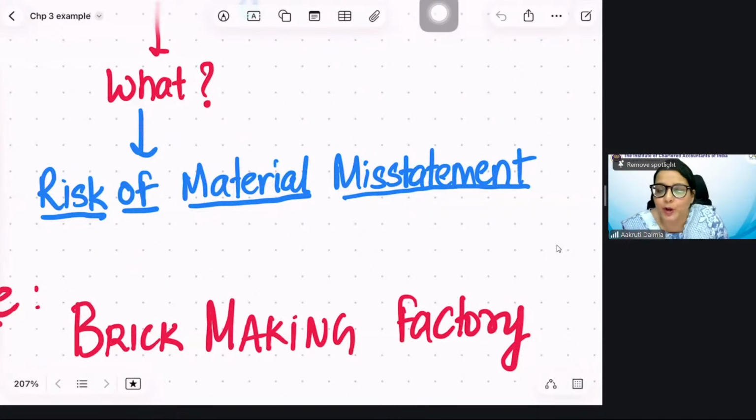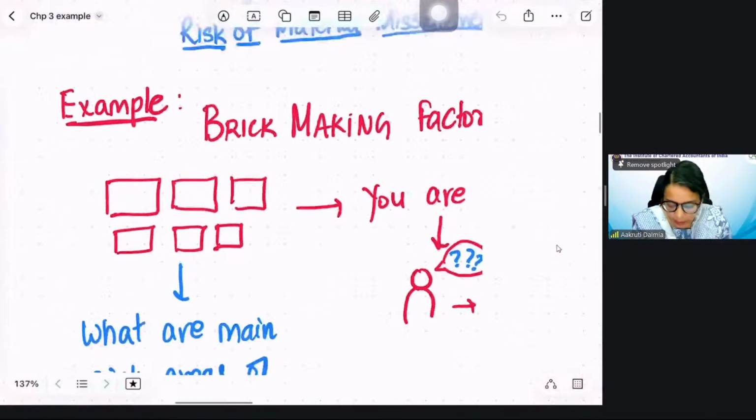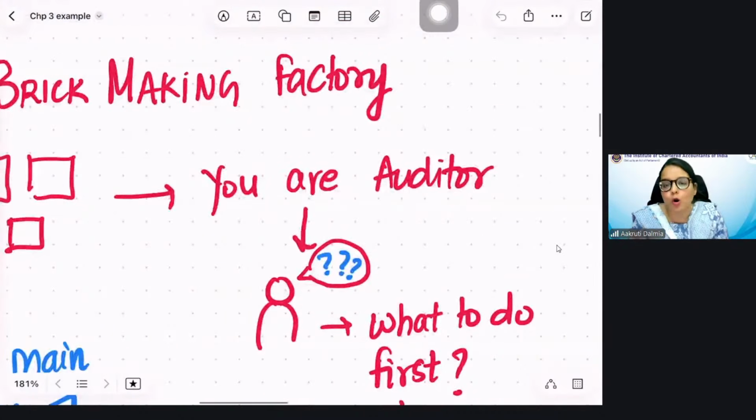Let's take the example of a brick making factory. Okay. So let's say that there is a brick making factory and you have been appointed the auditor of this brick making factory. And now all of you are newly qualified auditors and you're confused. What do I do first? Where should I start? What is the first thing to be done? So you're all confused that, hey, what do we do?